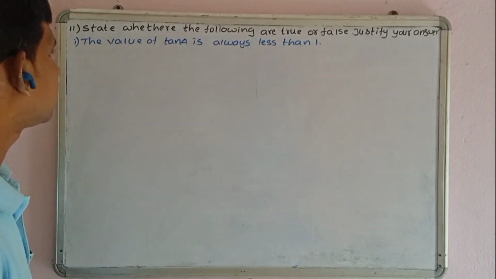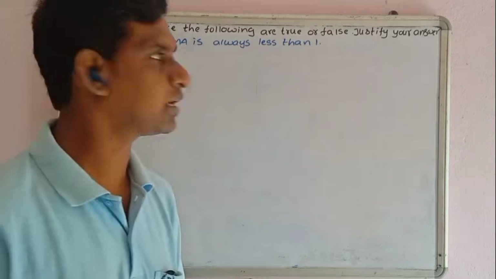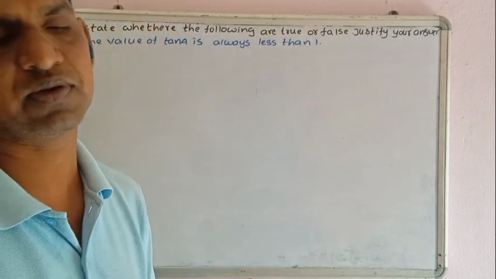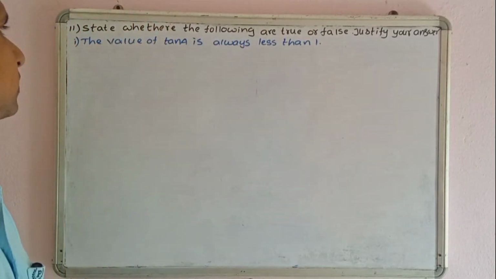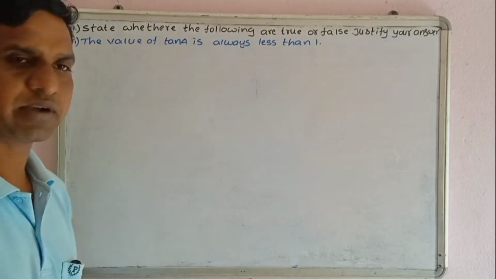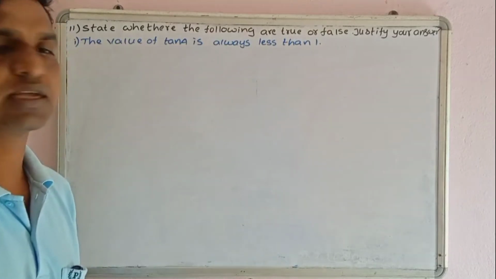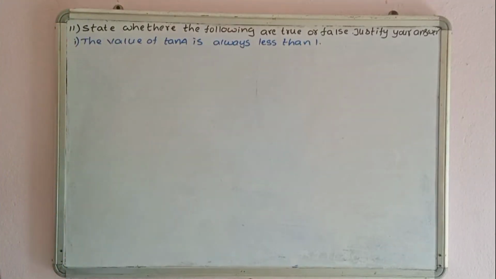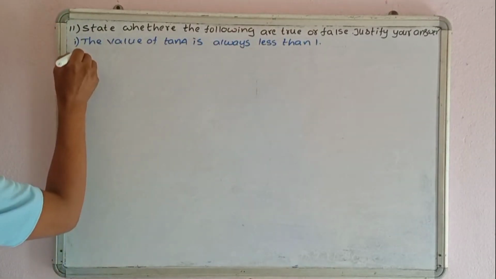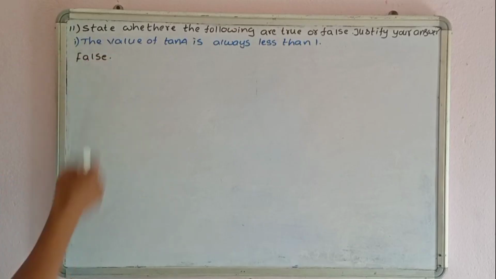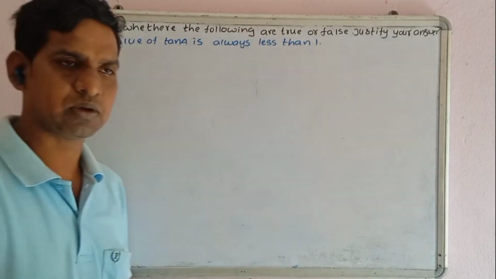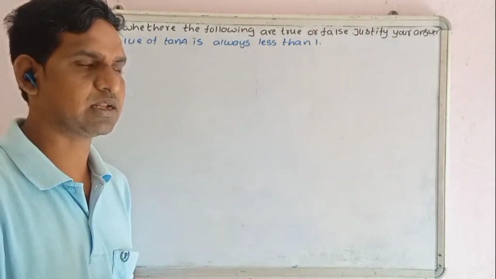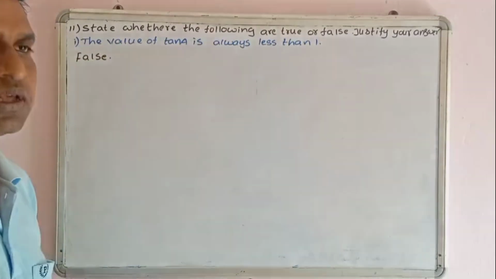Problem 11. State whether the following are true or false. Justify your answer. So here some statements are there. See the first statement. The value of tan A is always less than 1. Is it true or false? It is false, because the value of tan A may be 0. That means it may be less than 1, greater than 1, or equal to 1.